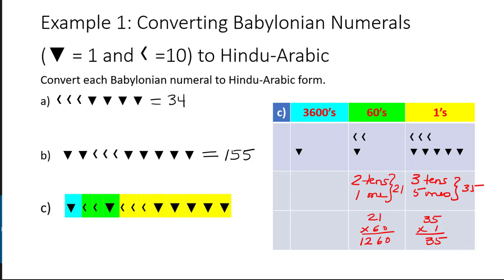1260. And then lastly, in the 3600's place, we have just 1 single 1, which would be worth 1, except that each one individual unit in this position is going to have a place value of 3600. So 1 times 3600 is 3600. And you have to add all these values together to get the total value of this number, 4,895.